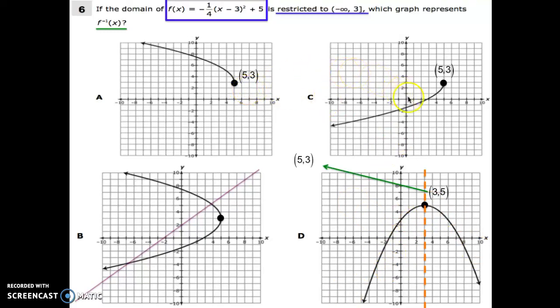Now, in order to decide if it's A or C, because they both have 5, 3, I need to pick a second point. And because I'm interested in the left side, I'm going to pick a point on the left side of my graph because it says negative infinity, so that's the left side. So let's pick this one here, 0, 3, and because I'm looking for the inverse, 0, 3 is going to become 3, 0, and then I plot 3, 0 on both A and C, and it lands on graph C. So the correct answer for number 6 is C. Keep in mind that you will usually want to check at least 2 points. Otherwise, you might end up in the situation here where you're not too sure which one it might be because both of them had the point 5, 3.